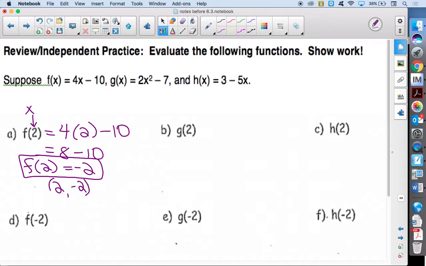So see if you can evaluate the rest of those functions. They won't take you very long. Make sure you're picking the right one, but you're just plugging in the number for the given function.